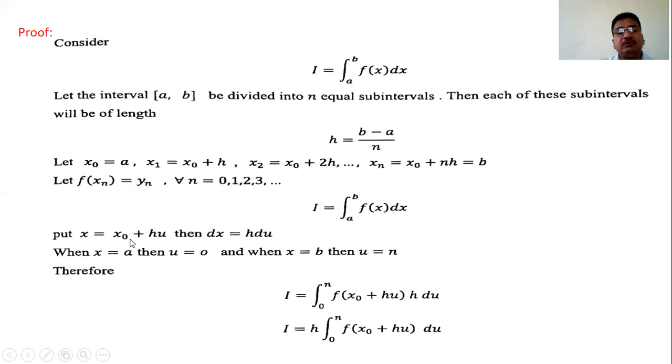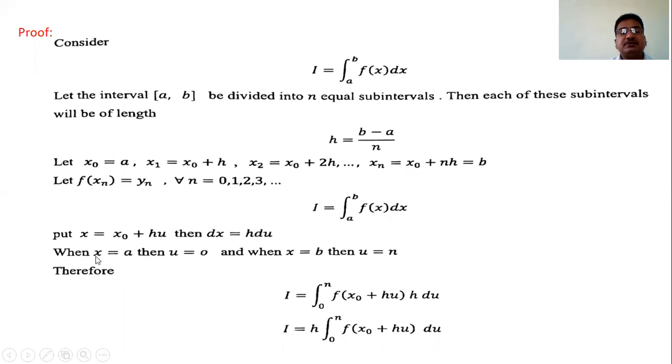So x is equal to x0 plus hu is the substitution, and therefore dx is equal to its derivative. The derivative of x0 or a is 0 and h is constant, but the derivative of u is what? u is the variable, so its derivative is du. So dx is h du, and the limits are changed.